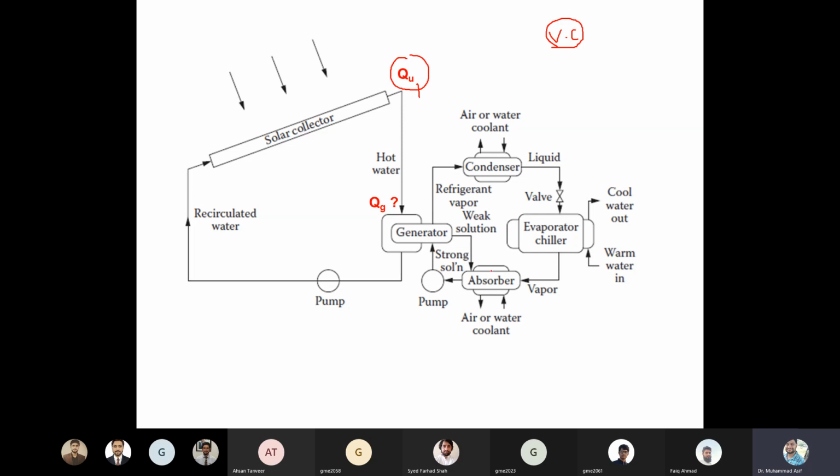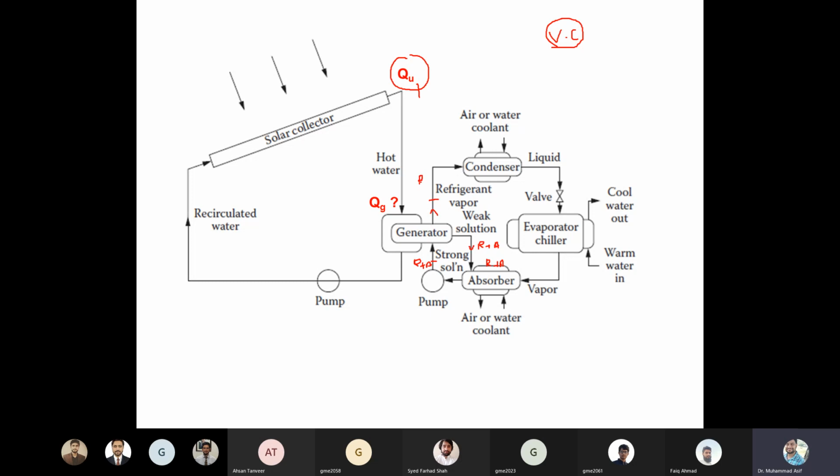For example, in the absorber, we have the refrigerant plus absorbent, right? And when through the pump it moves into the generator, in the generator it separates the refrigerant and the weak solution. So again here we have the refrigerant and the absorbent. Similarly here we have the refrigerant and the absorbent, but from the generator we have only refrigerant, right?